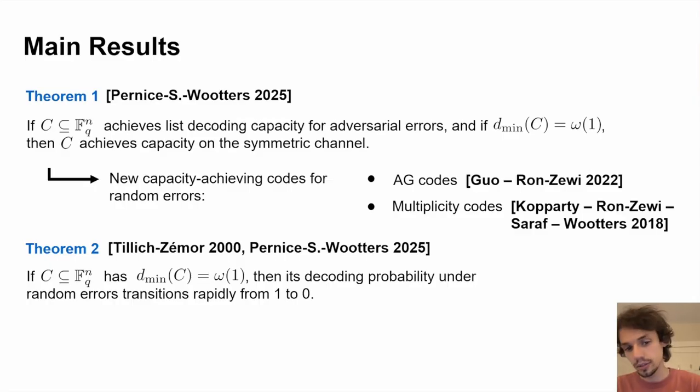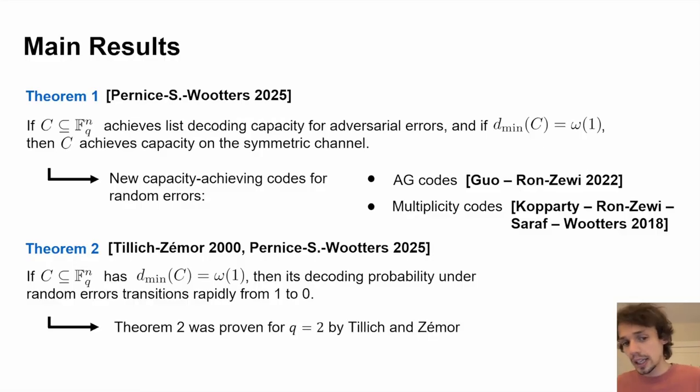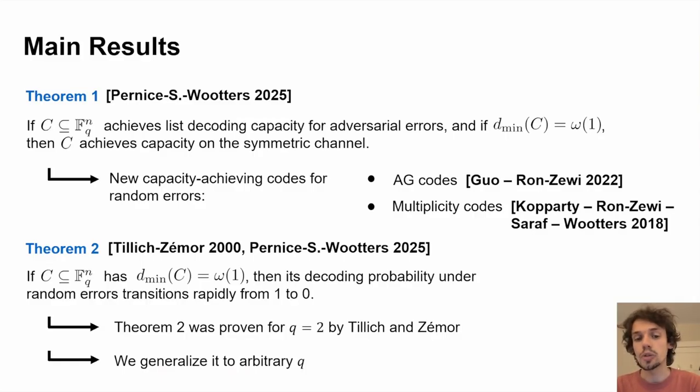So this is what this theorem is saying. As you vary the probability p of an error, the decoding success of any code with large minimum distance will transition quickly from 1 to 0. Now, this theorem was proven for q equals 2 by Tillich and Zémor about 25 years ago, and then we generalized it to arbitrary q in this paper. First, I'm going to sketch the proof of why theorem 2 implies theorem 1, and then I'll discuss a little bit the ingredients of the proof for theorem 2.